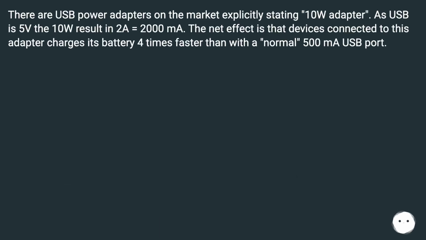There are USB power adapters on the market explicitly stating 10W adapter. As USB is 5V, the 10W result in 2A, equals 2000 mA. The net effect is that devices connected to this adapter charge their battery 4 times faster than with a normal 500 mA USB port.